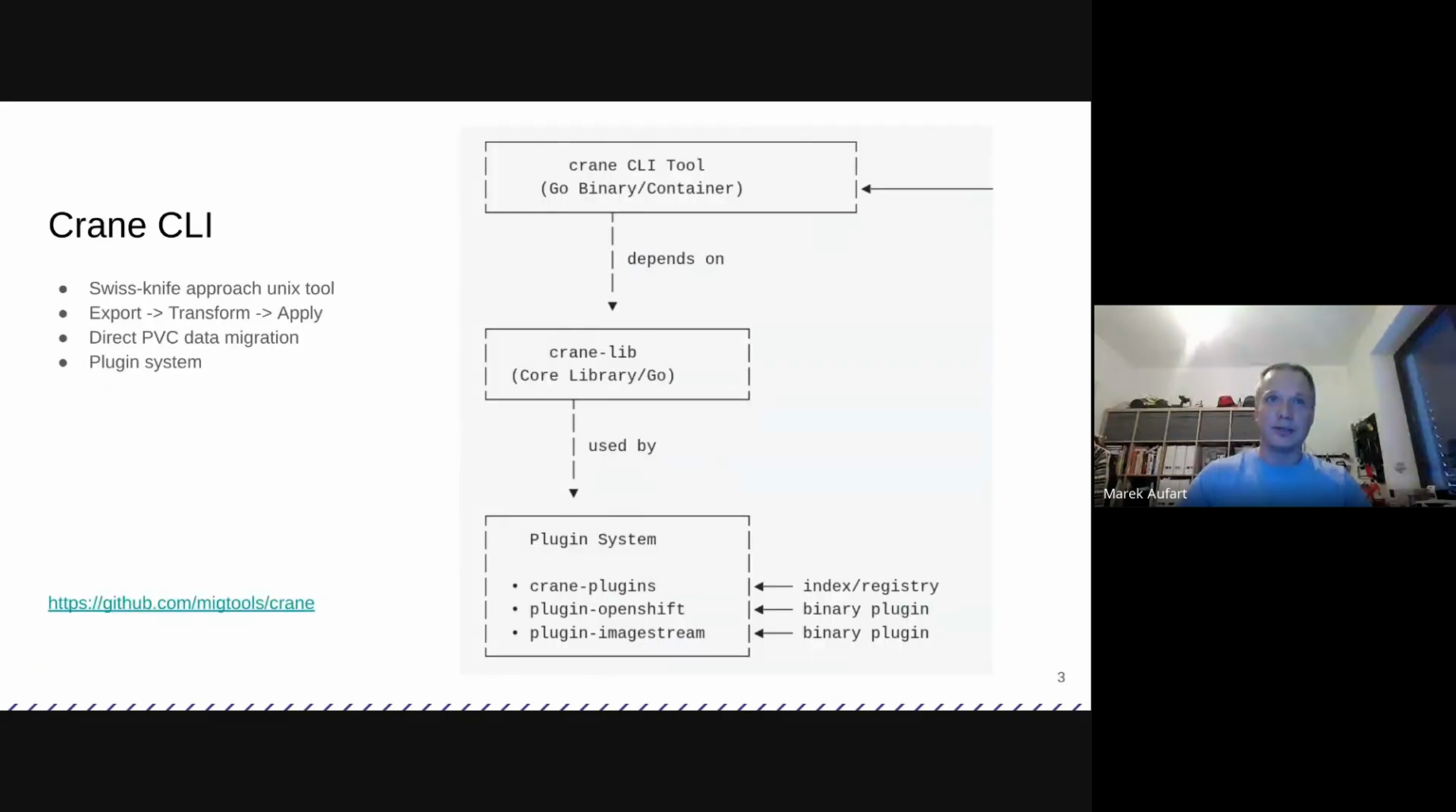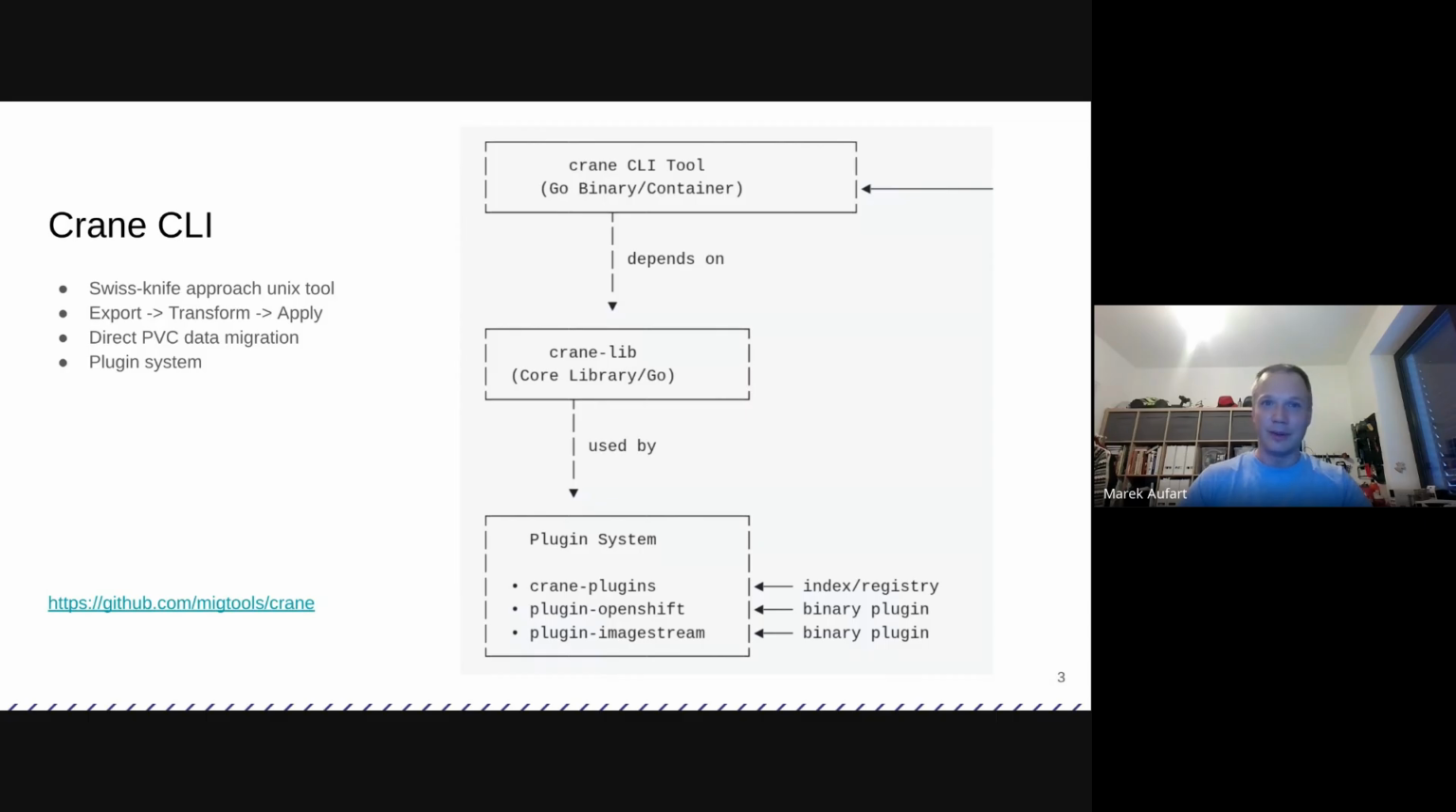That tool consists of basically two scenarios for how to use it. The first one is the CLI command, which is called just Crane. It follows a Swiss knife approach: a small tool that does small steps, but does them great, and it's easy to automate and compose into bigger pieces. The general approach is to take an export from the source cluster, transform the data locally, and then apply it to the destination cluster. This also allows direct PVC data migration, and it's extensible with a plugin system.